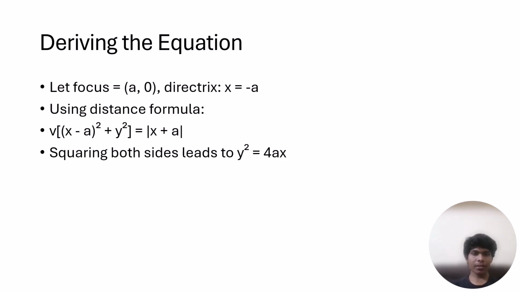Deriving the equation: let the focus be (a, 0) and the directrix x is equal to minus a. Using the distance formula, the square root of (x minus a) whole square plus y square is equal to x plus a. Squaring both sides leads to y square is equal to 4ax. This is the derivation of the equation. Take your time to understand this equation.